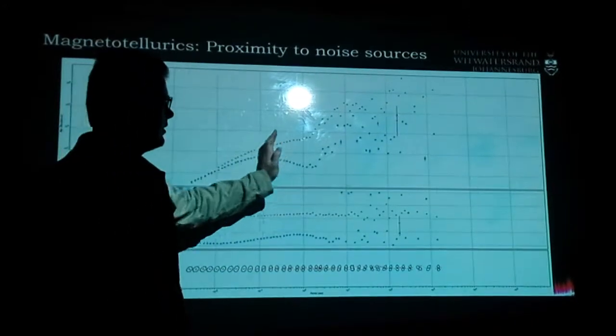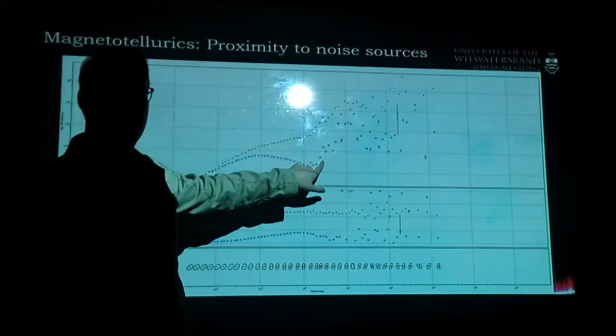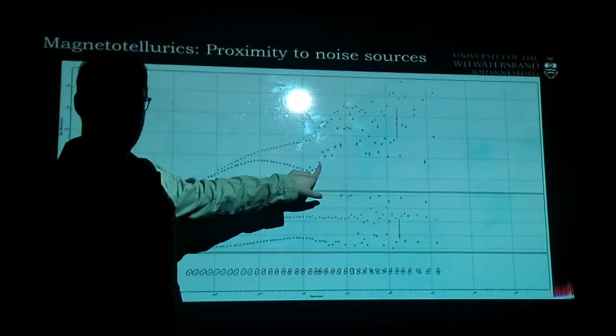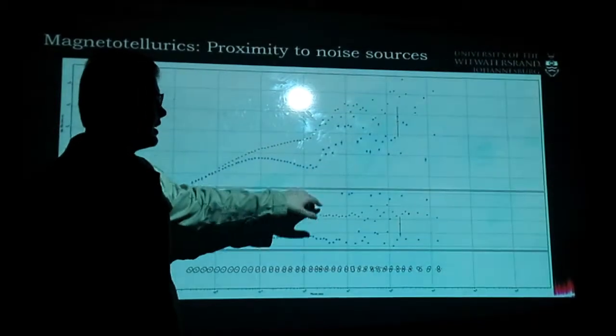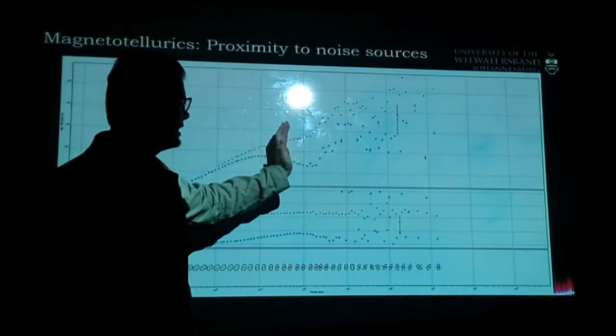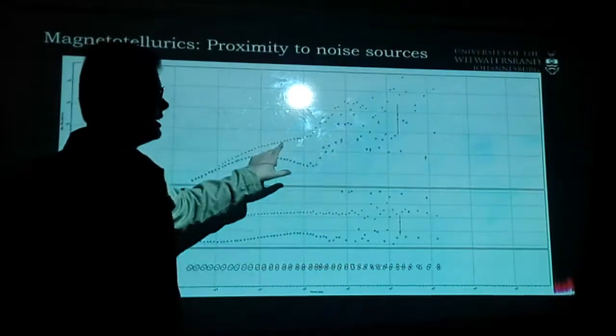But once you start getting to low frequency data, this is where the DC railway lines start interfering. It just blows out. So all this data you just get rid of. You can't do anything with this data.